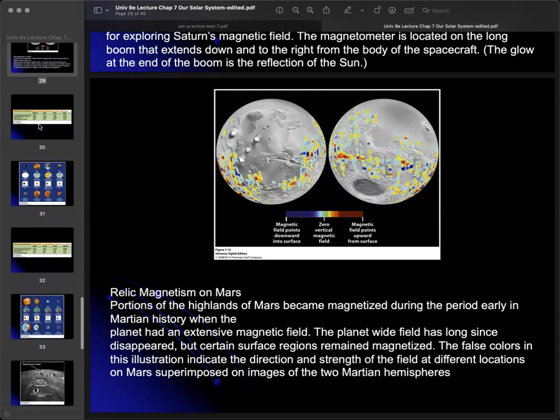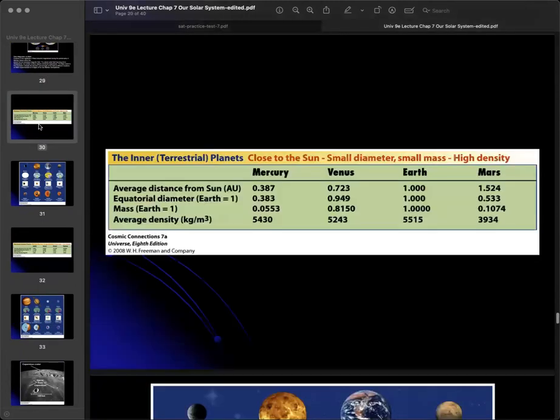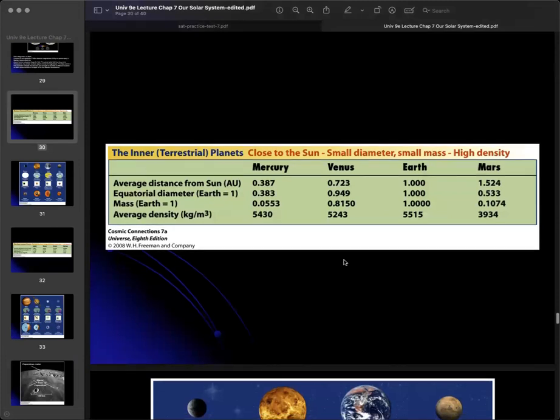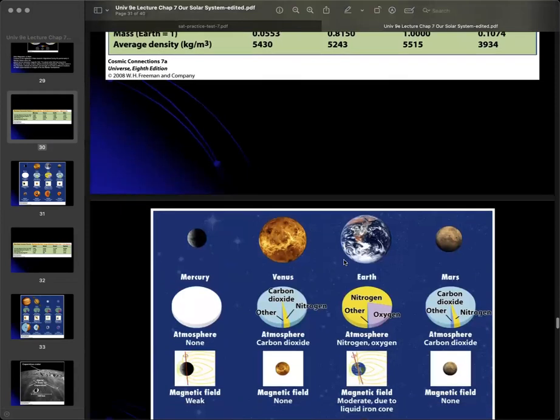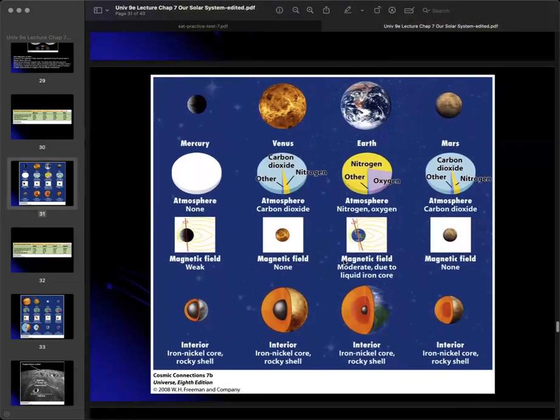Okay, let's read some more summaries, similarities, and differences between the different planets. So, comparisons between the inner or terrestrial planets: average distances from the sun, equatorial diameters. We have talked about these, mass, average density. This is all a repeat of what we talked about. Okay, here's some new information about the inner planets.